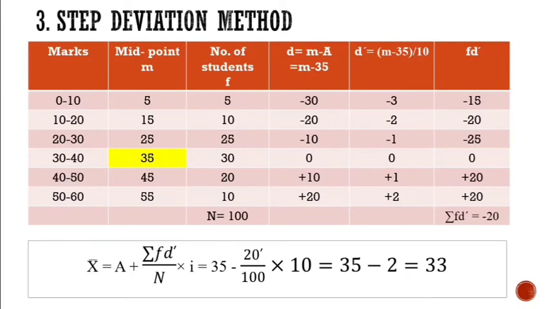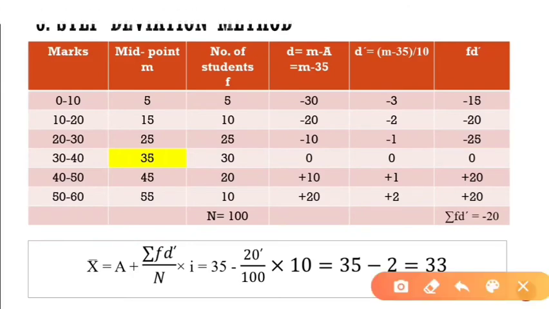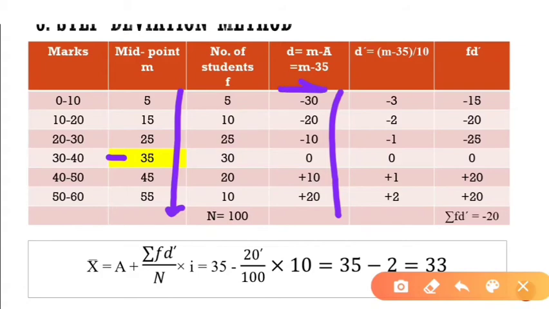Here up to d, it's the same. We have calculated d over here. Like first we have calculated the midpoints, then we have assumed a mean 35, then we have done the subtraction like m minus a over here, m minus 35 over here.